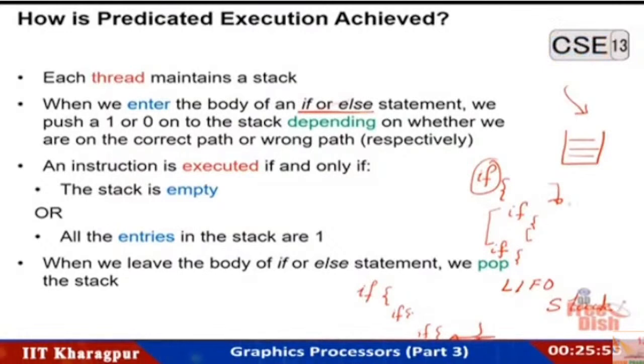So to ensure that I execute an instruction, assuming that even if I'm on the wrong path of an if statement, at least I do the comparison, right? All the entries of the stack have to be 1. Then only I can say that a given instruction is on the correct path, it should be executed, its result should be computed and committed to permanent state. Otherwise, if any one of these entries is 0, then I will say that I am on the wrong path. Okay? And the instruction should not be executed.